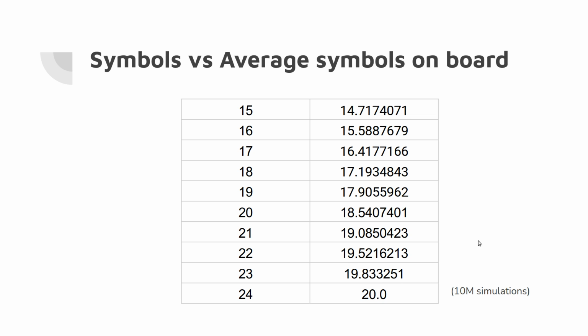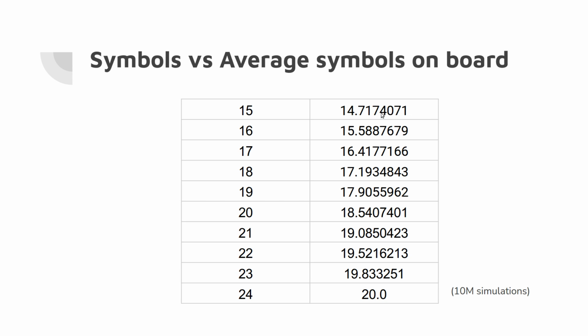I said there was some simulation code floating around. So credit to Isaac and Aditu for providing this to me. So I ran 10 million simulations for each of these cases where there's 15 symbols in inventory, which means that there's 10 empties, by the way. And so how many of these 15 symbols make it onto the board? About 14.7 every spin.